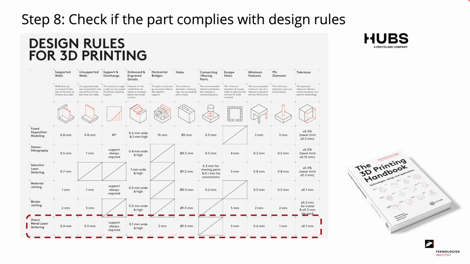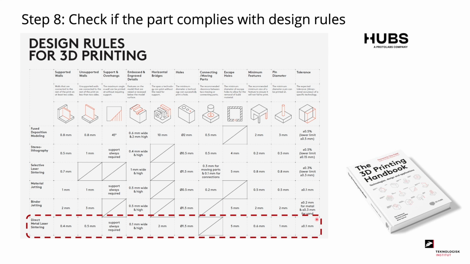Now it's time to look at whether the robot gripper complies with the general design guidelines for the technology that we have chosen. For this, Hubs is a big help. They offer the 3D printing handbook, which is a great help when designing for additive manufacturing. But in addition, the table that you see to the left is very helpful.